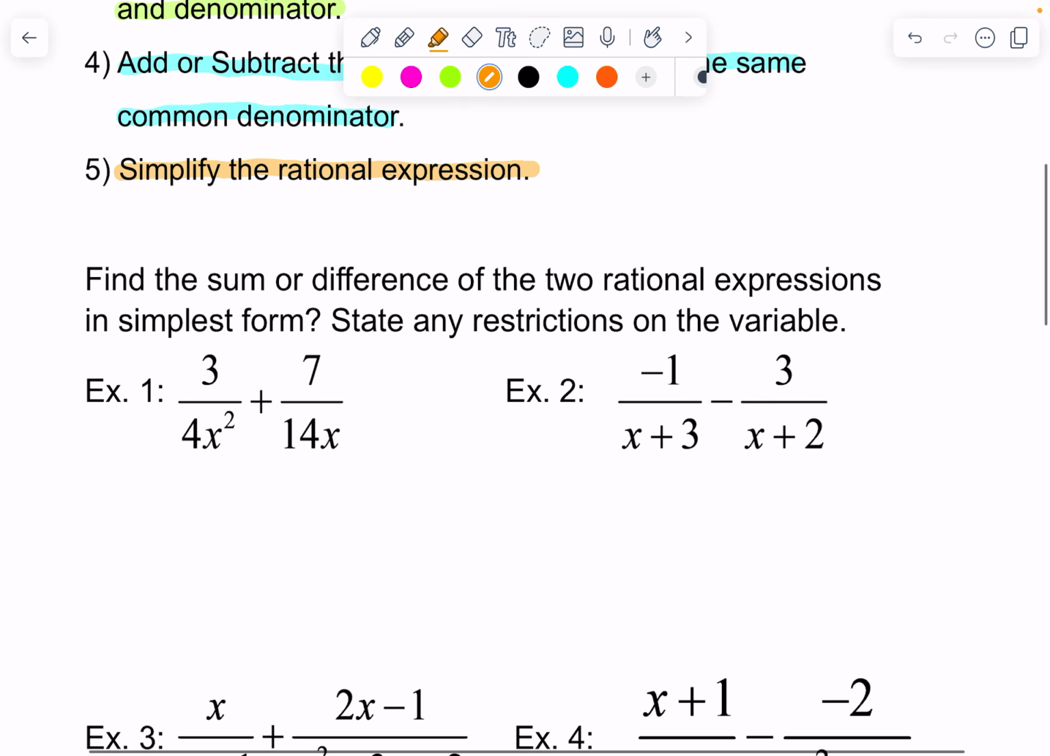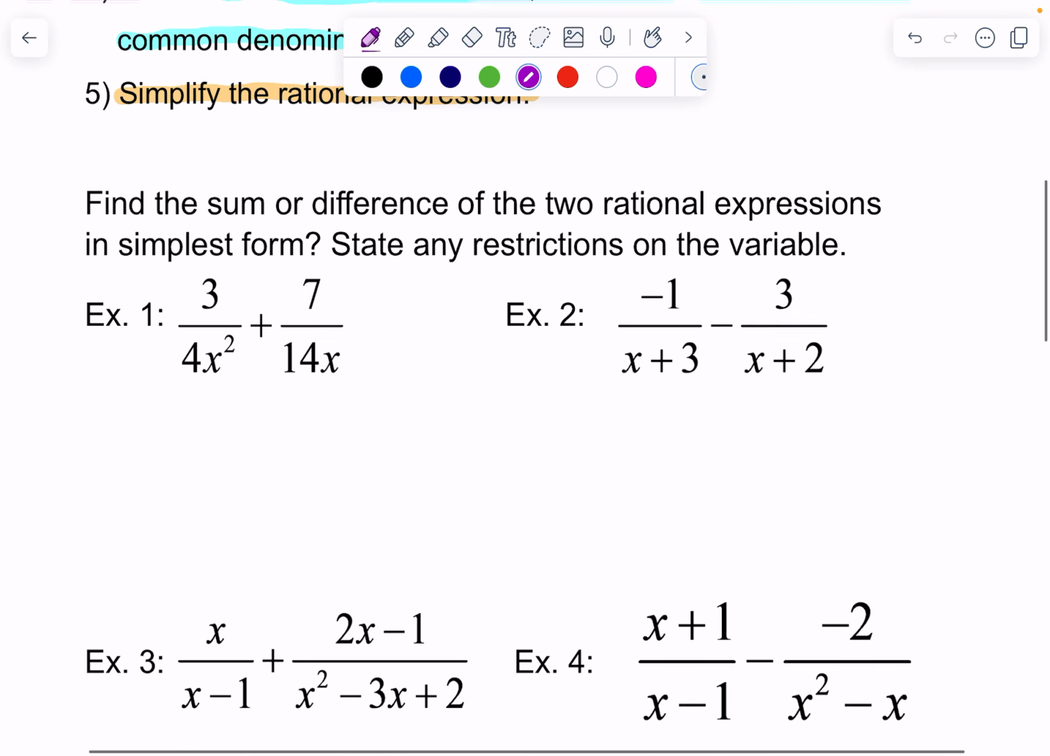Let's find the sum or difference of the two rational expressions in simplest form. State any restrictions on the variable. Okay, so we have 3 over 4x squared plus 7 over 14x. They're already fully factored, so we just need the common denominator. And the common denominator between 4 and 14 is going to be 28, of course. So let's label that. Our LCD here is 28.